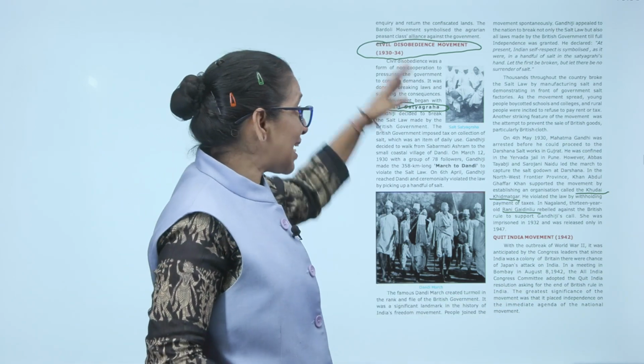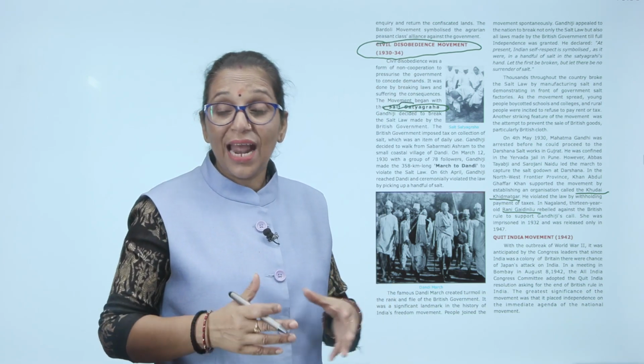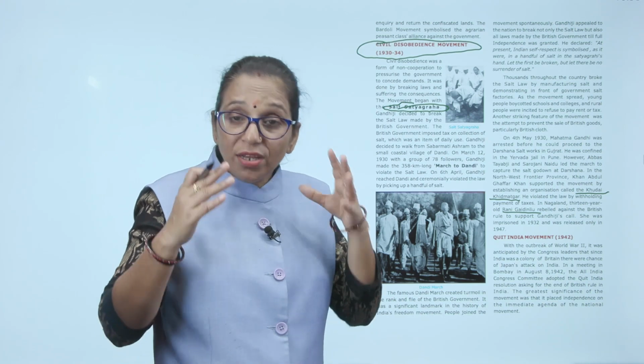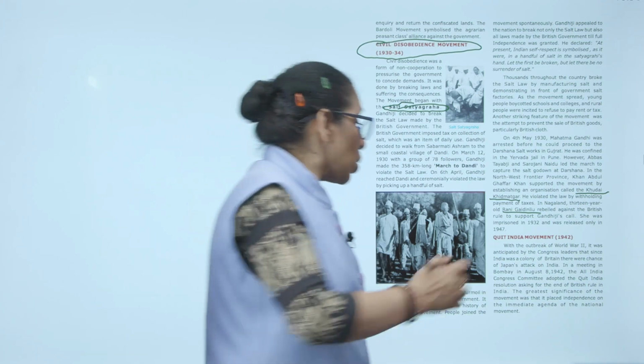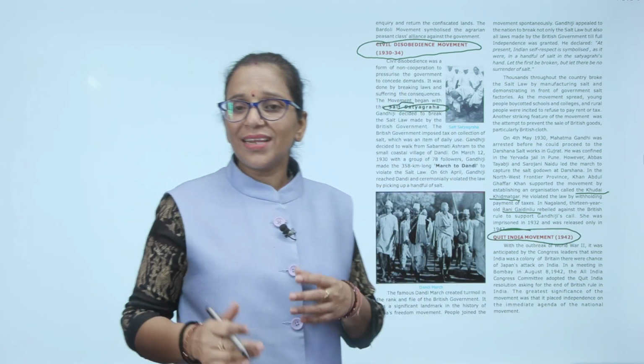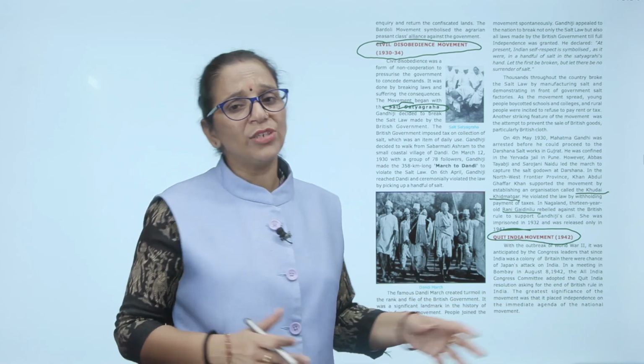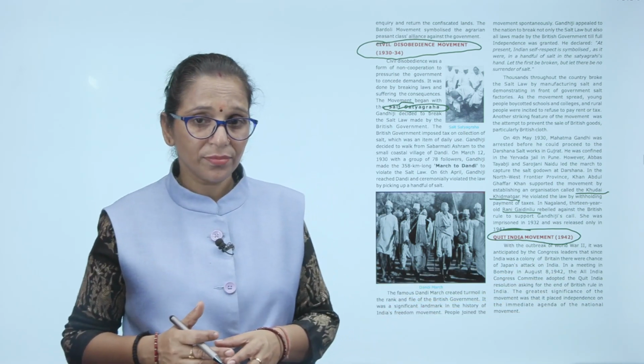So after this great civil disobedience movement, we had the last great movement for the freedom of India, that was the Quit India movement in 1942. At that time, what happened? World War II broke out. World War II happened from 1939 to 1945.